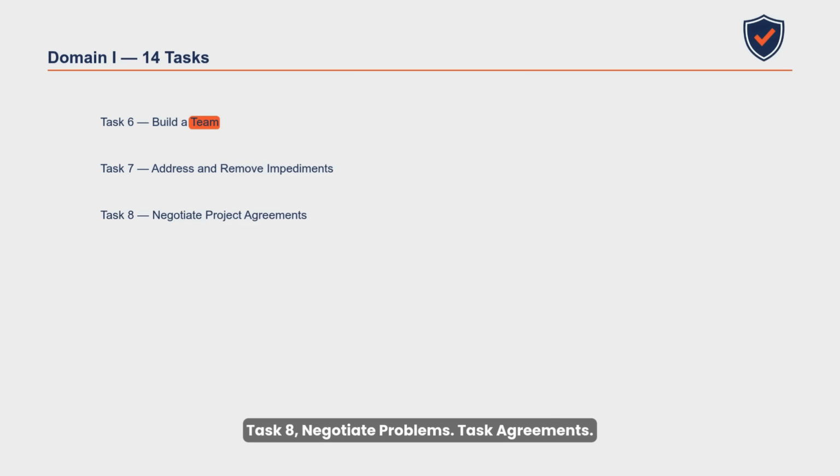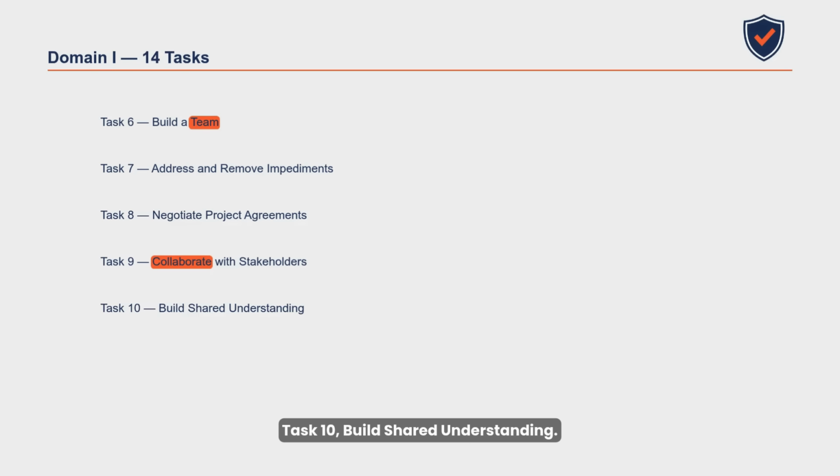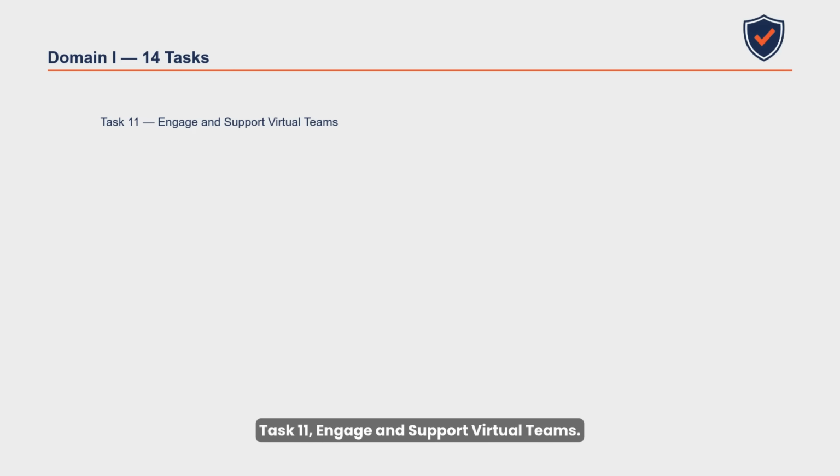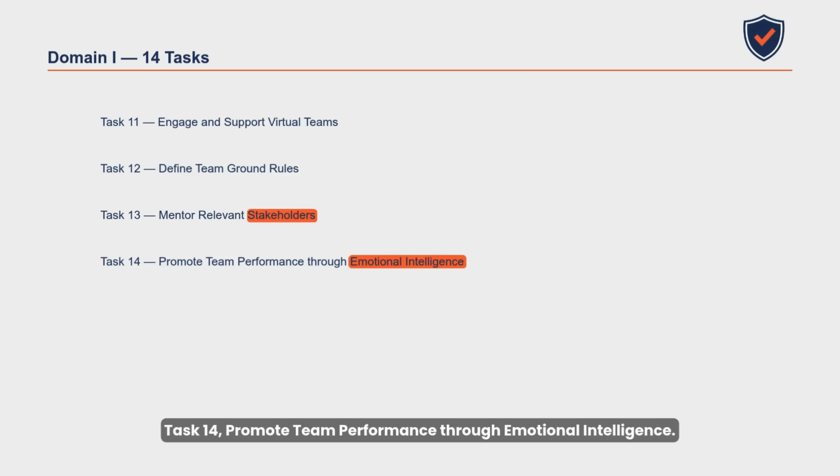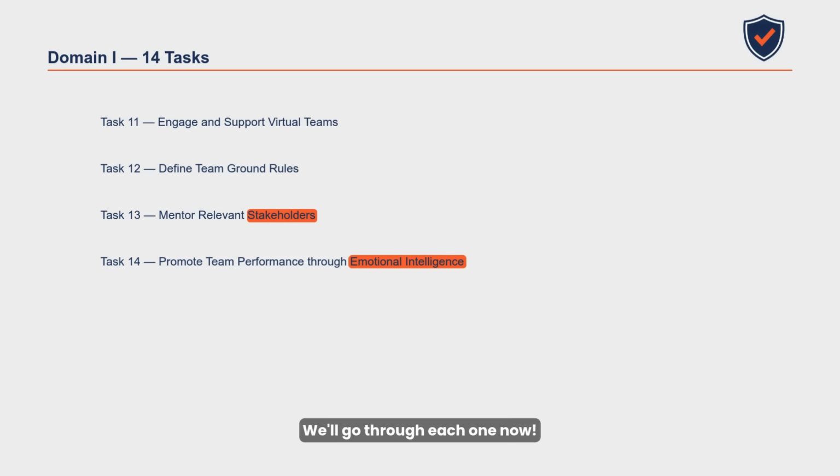Task 8, Negotiate project agreements. Task 9, Collaborate with stakeholders. Task 10, Build shared understanding. Task 11, Engage and support virtual teams. Task 12, Define team ground rules. Task 13, Mentor relevant stakeholders. Task 14, Promote team performance through emotional intelligence. We'll go through each one now.